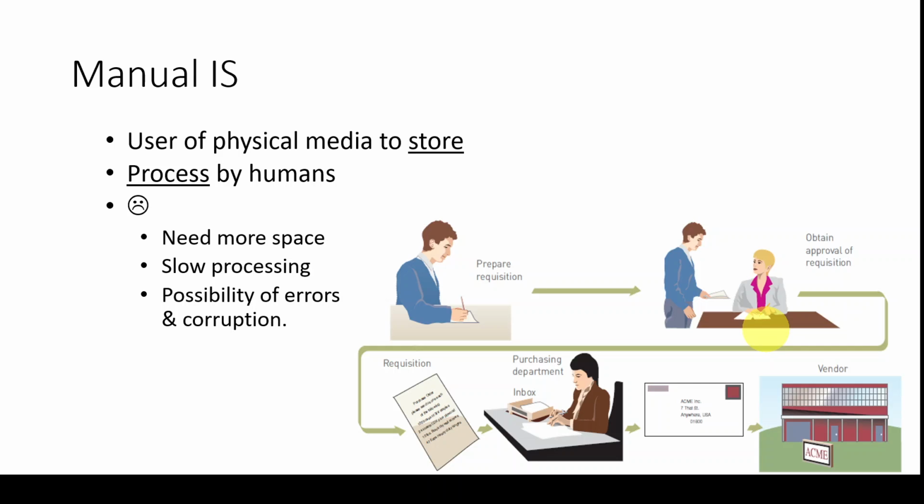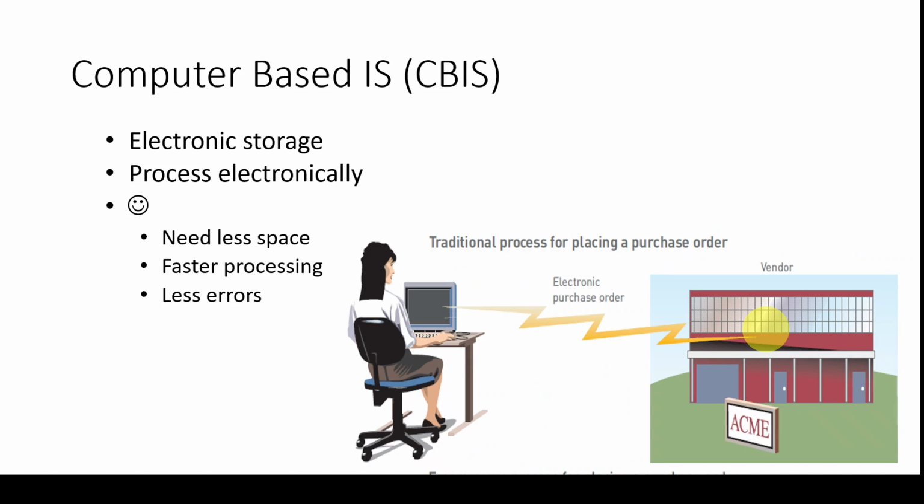So that is why people are really interested in converting manual information systems into computer-based information systems, because it's very costly. We need a lot of people, and at the same time it is not efficient. It has possible errors, frauds. So the solution is to go for computer-based information systems as much as possible.